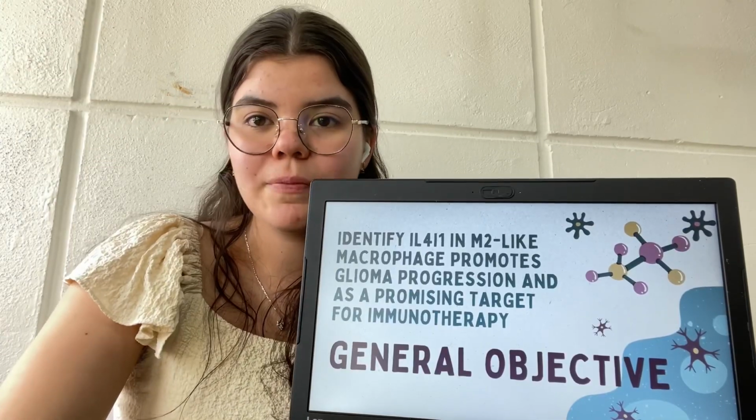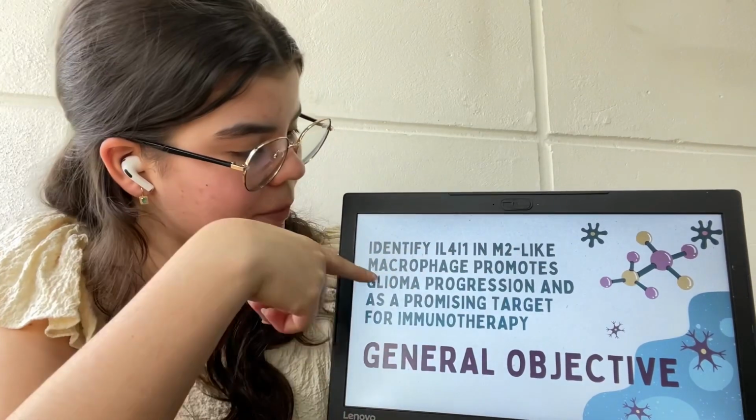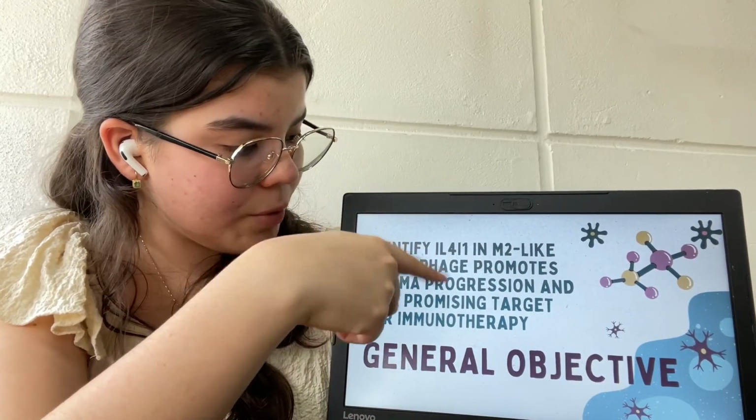The general objective is to identify interleukin 4 induced 1 in M2 type 2 macrophages, like macrophages promote glioma progression, and as a promising target for immunotherapy.